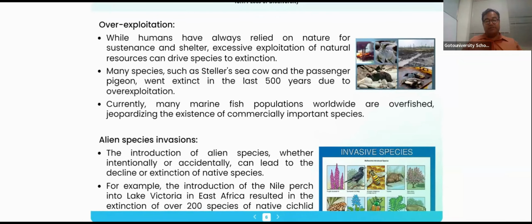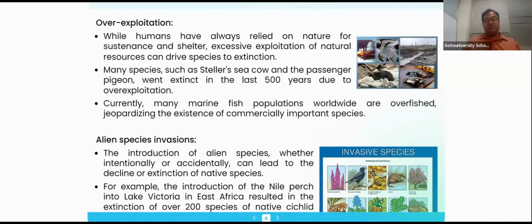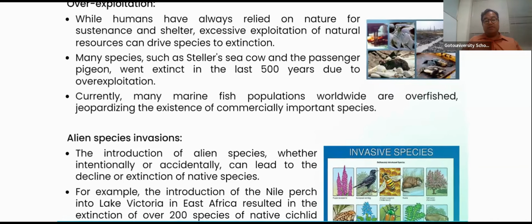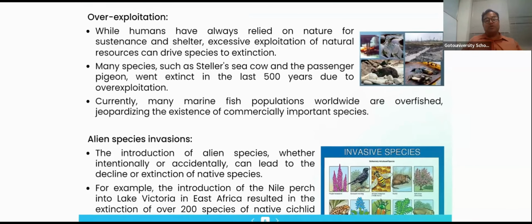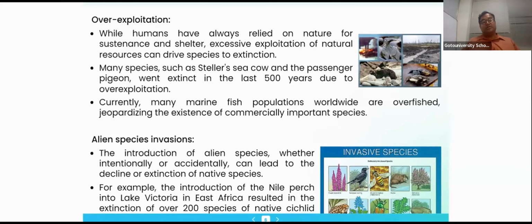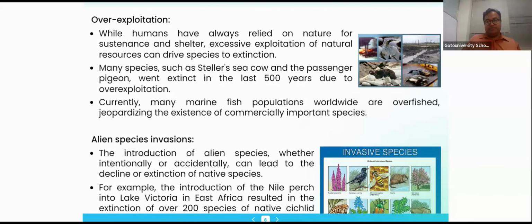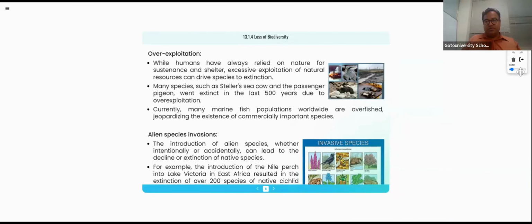A very good example of alien species invasion is the Nile perch introduction into Lake Victoria of East Africa. It is not allowing the native species, the cichlid species, to sustain properly. Why? Because of the introduction of the Nile perch. So Nile perch is creating the issue, right? It is not allowing the native species to sustain and thrive. Why? Because it is more competent in replacing the food resource.